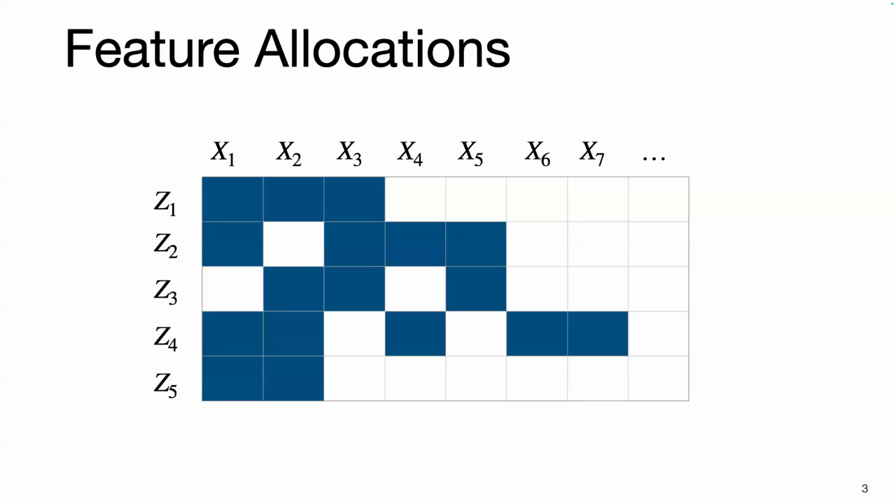And this can also be visually encoded in a binary matrix where columns correspond to the different features and rows correspond to the different observations. And here I colored each cell in blue if a given observation displays a certain feature. So before going into the talk, let me just give you some ideas of where these models can be applied.